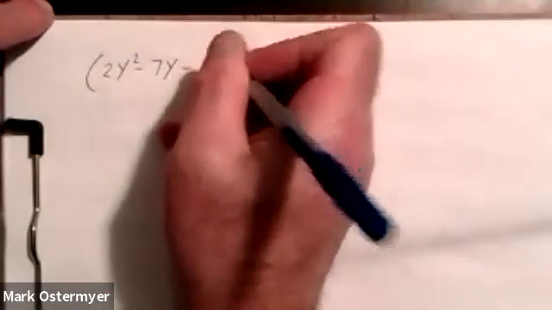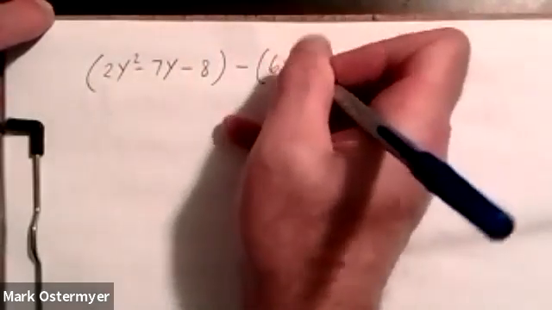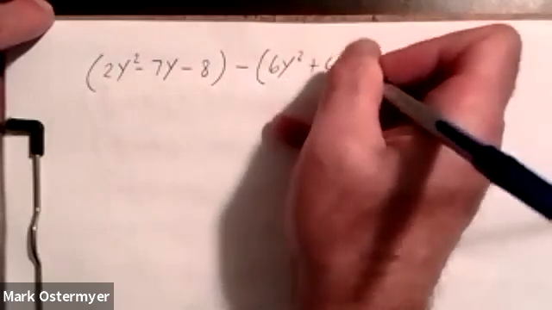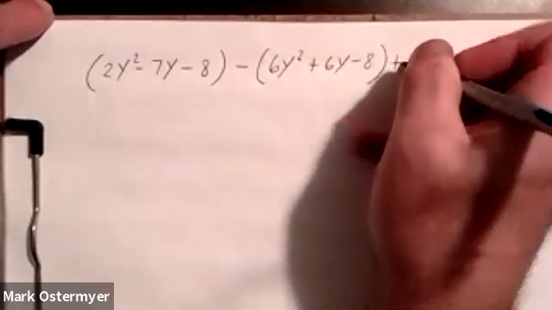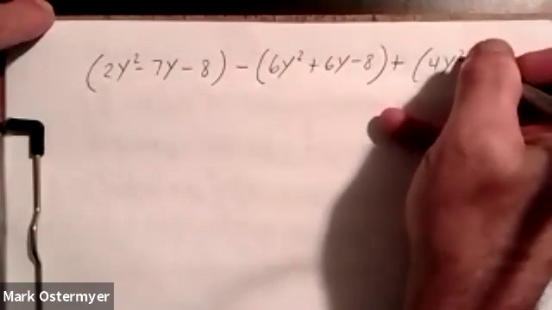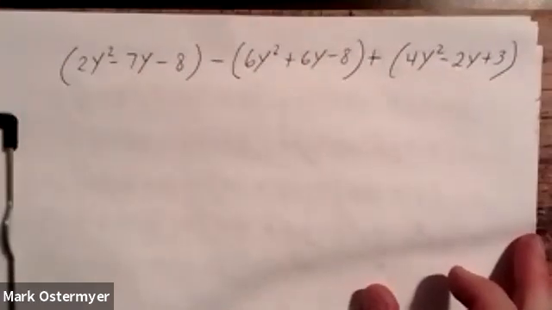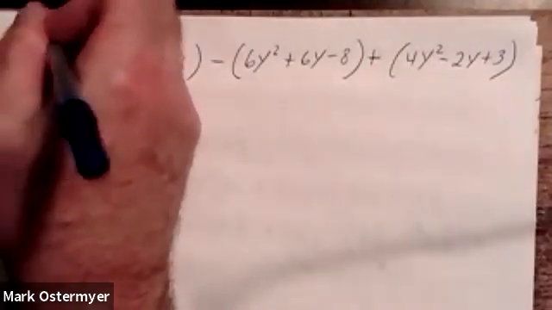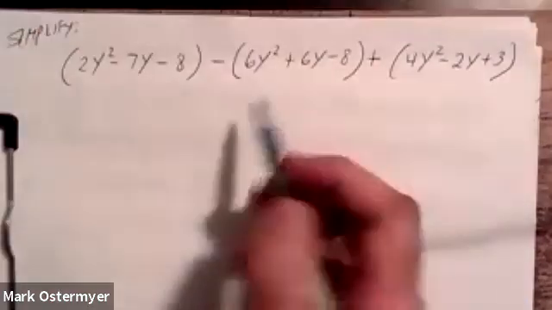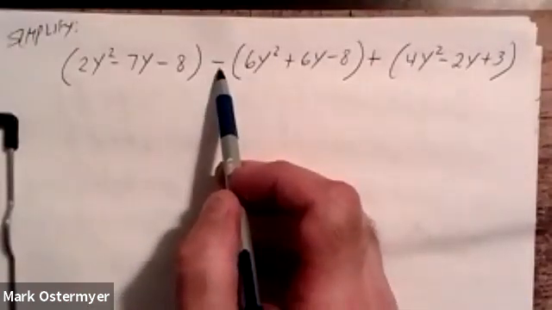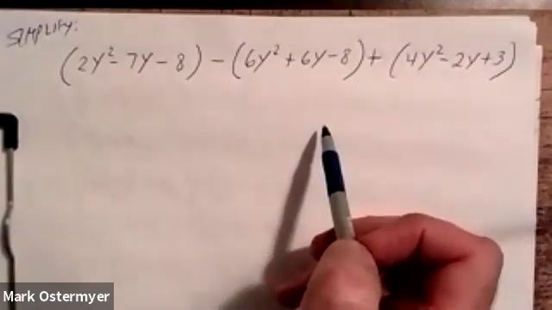All right, let's see if we can add and subtract maybe 3 of these polynomials. So let's try 2y squared minus 7y minus 8. Subtract off 6y squared plus 6y minus 8. And then let's say we want to add that to 4y squared minus 2y plus 3. So we're going to try to simplify this expression. Instructions may say simplify. Notice we are having to subtract off a polynomial and also add a polynomial.